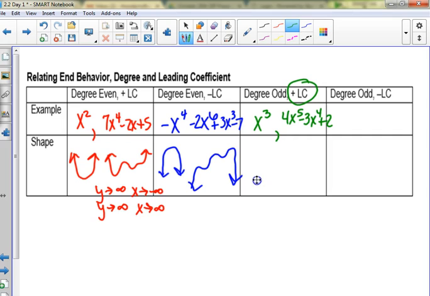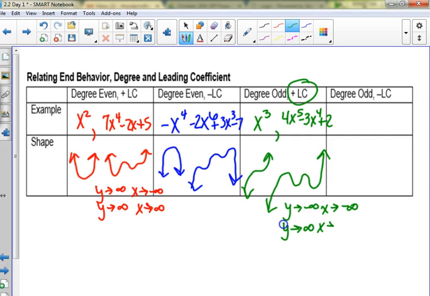So which end's down here? Left end is down, okay? There's your cubic shape, or it could be doing a bunch of gobbledygook in the middle, but the left end is down. Negative infinity on the left, infinity on the right. Can you remember the cubic shape? If you just remember the cubic represents all the odd functions of positive leading coefficient, then you're good.